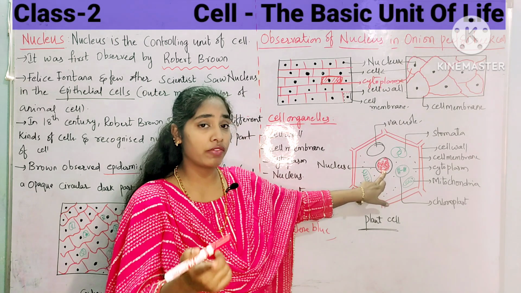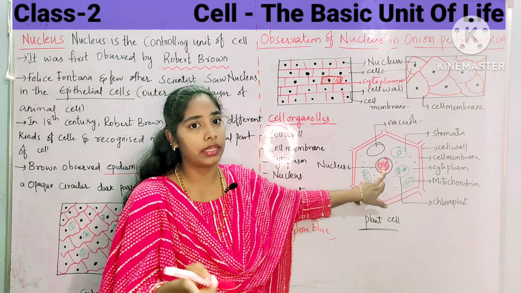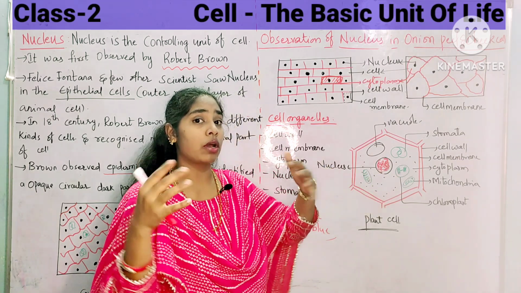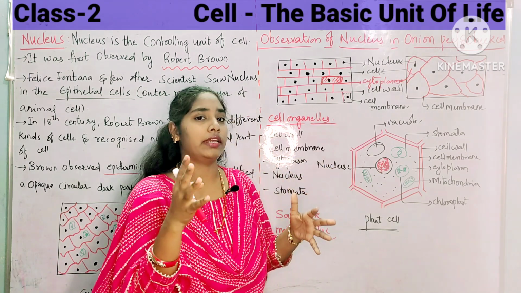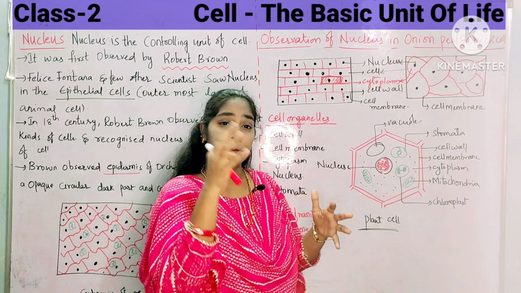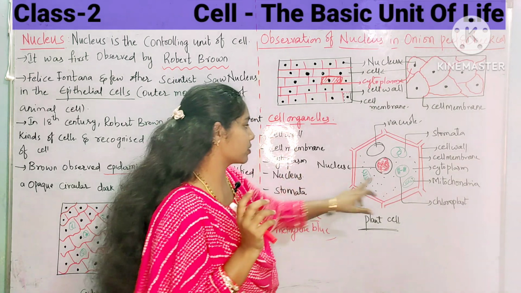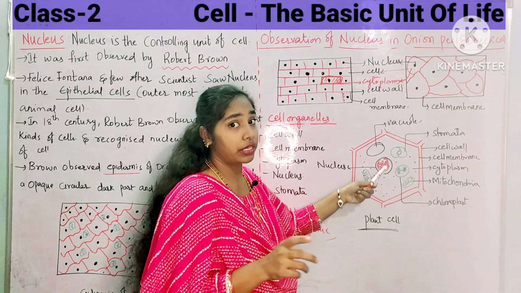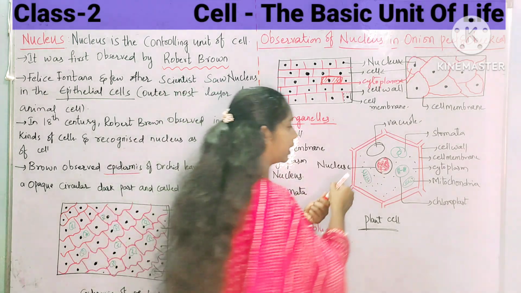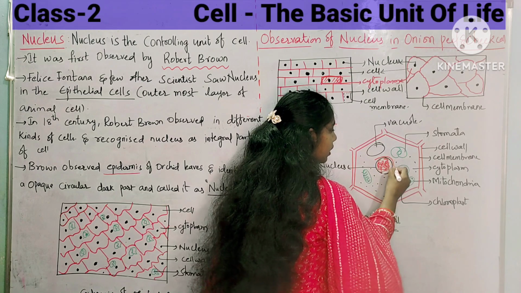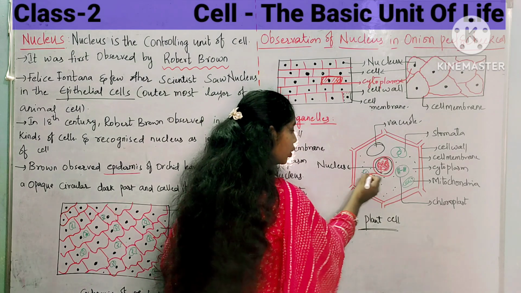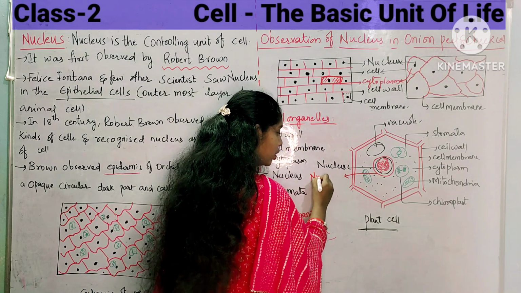This nucleus, just now I said, contains genetic material. Genetic material is nothing but DNA, RNA and protein. Those are completely coiled in nature, completely packed inside the nucleus. So this is the nucleus, and inside the nucleus we find the genetic material. In the case of a plant cell, there is another layer surrounding the nucleus, and that is called the nuclear membrane.